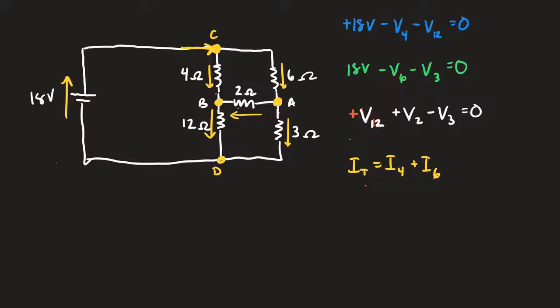Okay? All right, let's hit junction A. I see I6 going into A and I2 and I3 coming out of it. Junction B, I see I2 and I4 going into junction B and I12 coming out of it. And then junction D, I see I3 and I12 going into junction D and I total coming out of it. 1, 2, 3, 4, 5, 6, 7 equations.